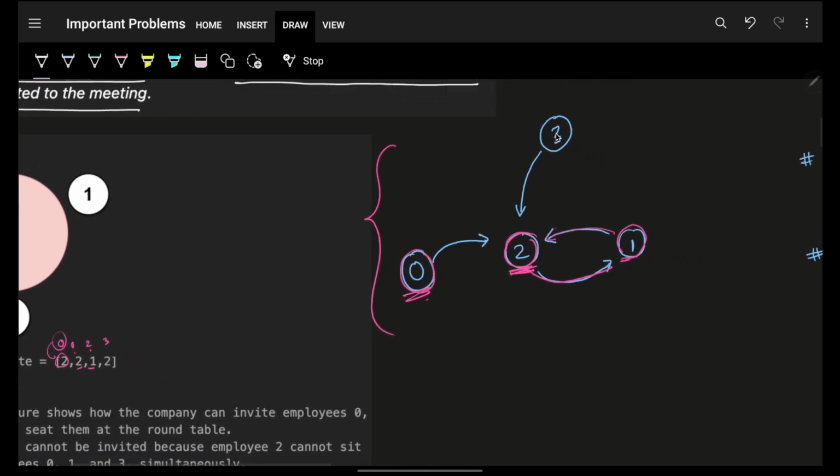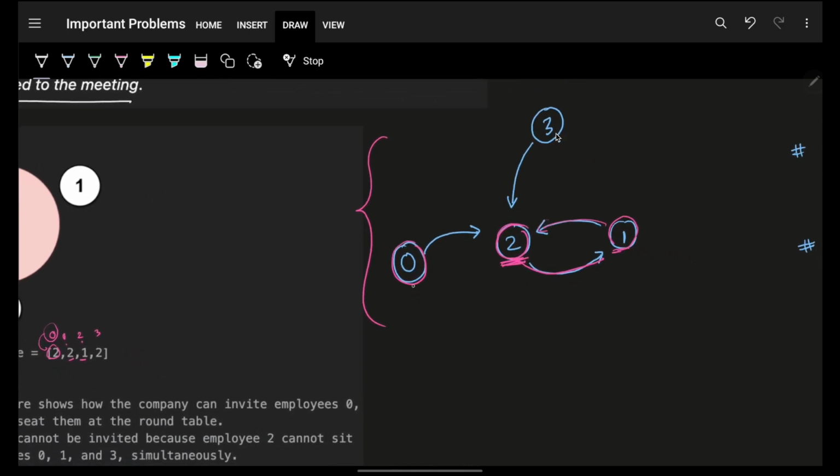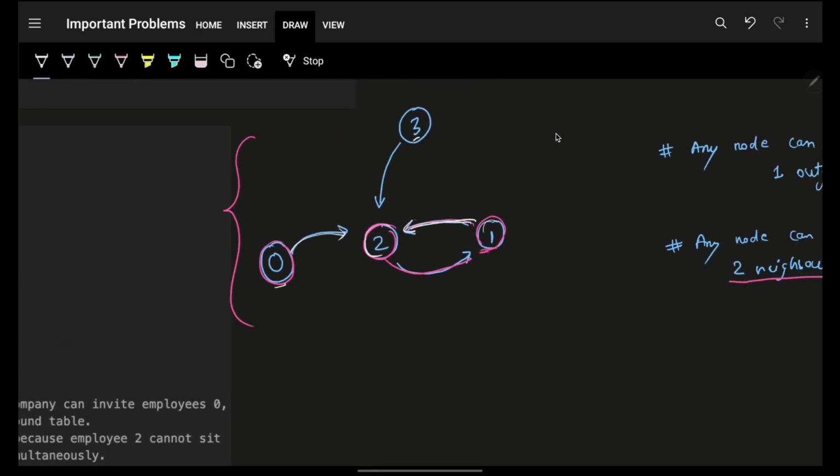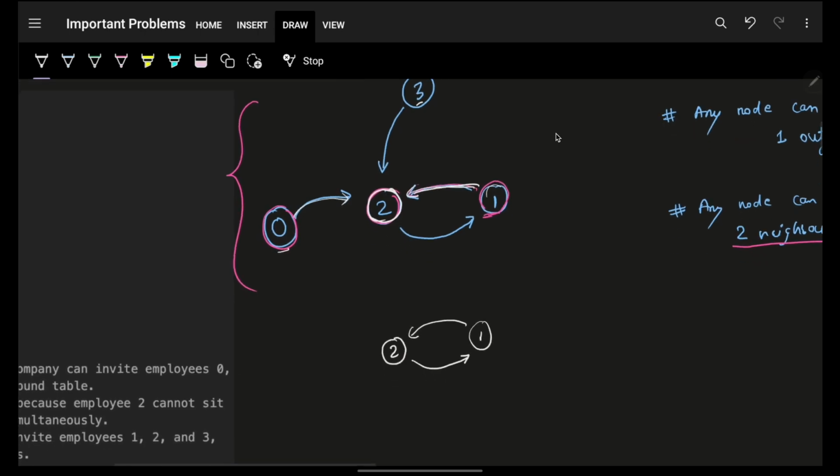Obviously, in this case, I can simply see that I have 0, whose favorite is 2, then 2 whose favorite is 1, 1's favorite is 2, and 3's favorite is 2. Now, let's say I plan to invite 2. Then obviously I have to invite 1, right? If I plan to invite 2, that is satisfied. So far it is okay.